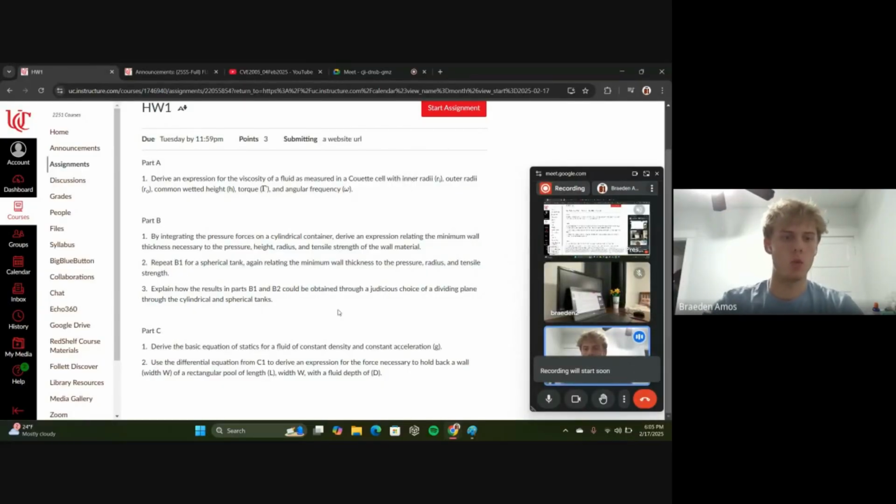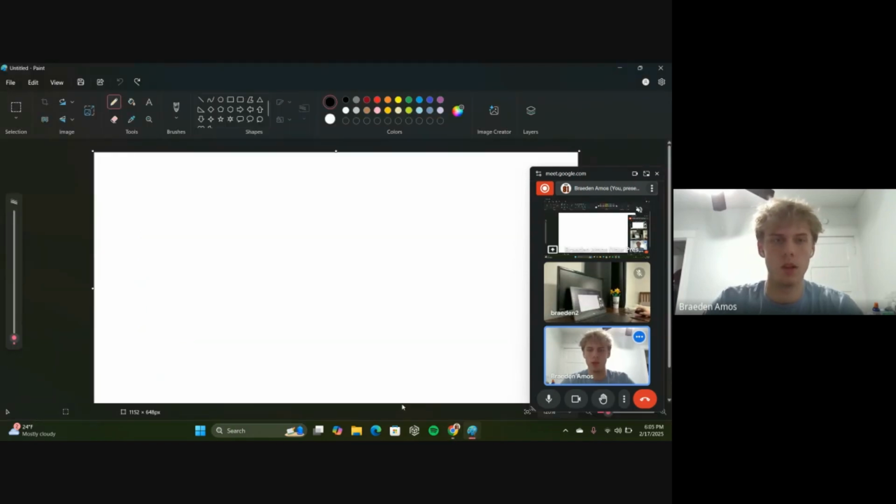Okay, this is homework 1, part C, part 1. For this one, we need to derive the basic equation of statics for a fluid of constant density and constant acceleration. So let's say we did an experiment where we had some water and we took the pressure at different heights of water. If we plotted this out, we would get a graph.